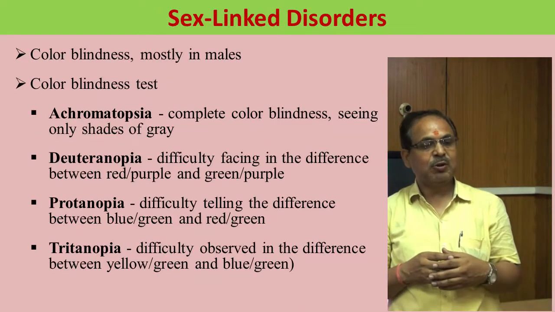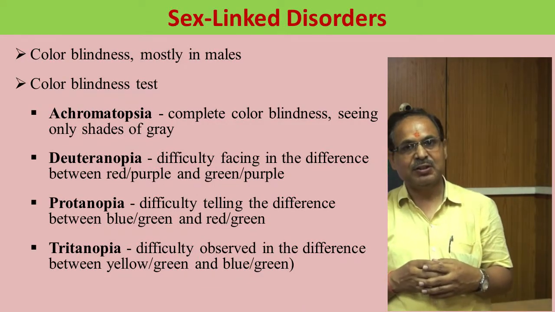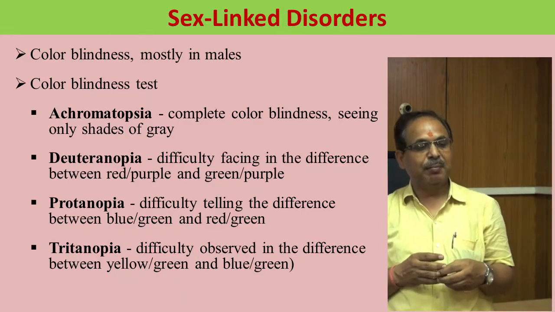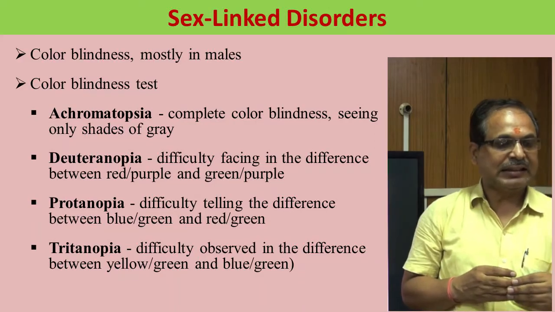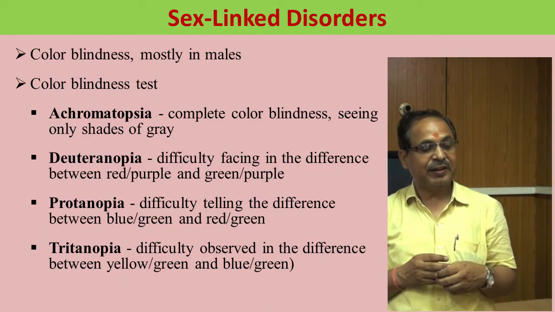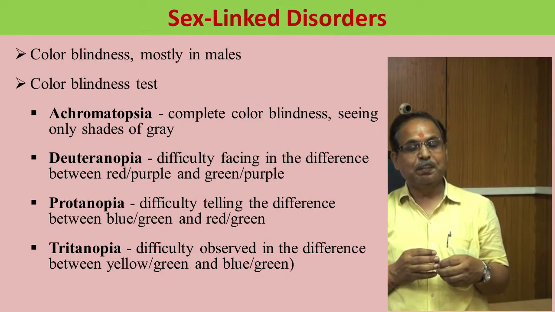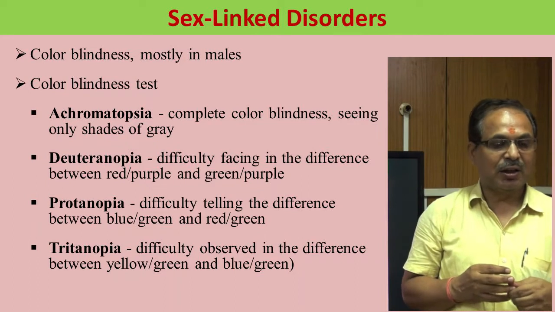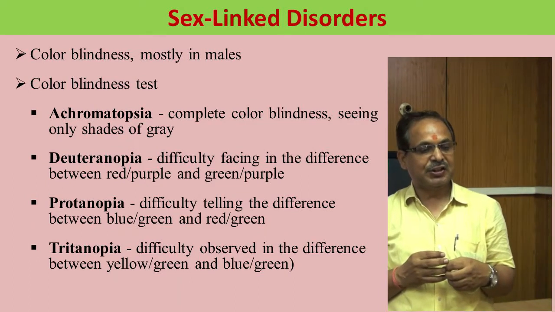There are some sex-linked disorders we can discuss here. The first one is color blindness, which is generally observed in human males. In color blindness there are different types, like achromatopsia, in which complete color blindness is observed. In that case, only shades of gray are seen.